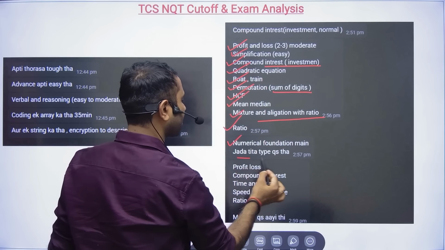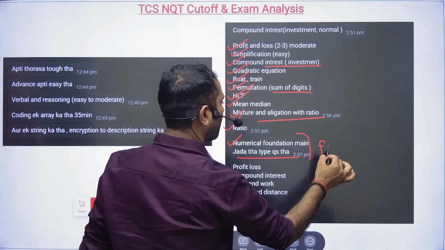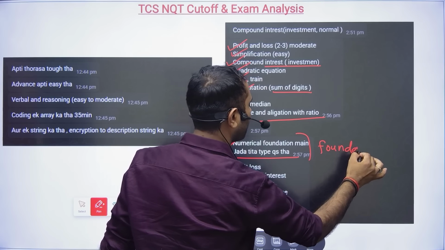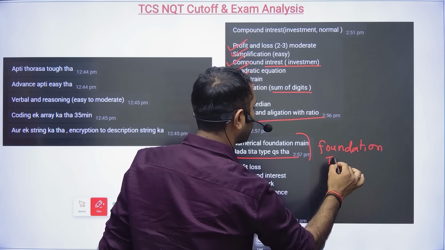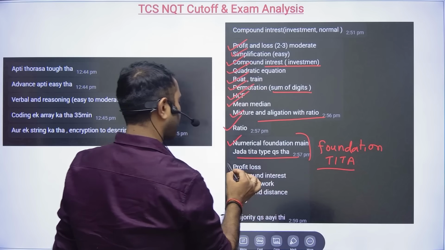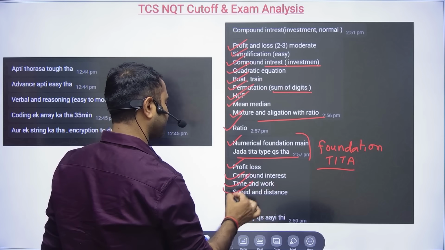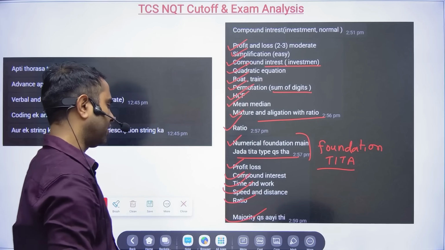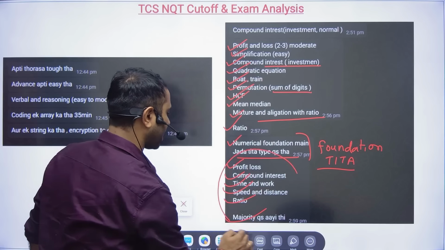In numerical foundation there were more theta type questions. So in foundation mostly theta type questions were there. So more theta type questions were asked this time. Profit and loss, compound interest, time and work, speed, distance, ratio, majority questions I think. Okay, so profit, loss, compound interest, time and work, that's what.